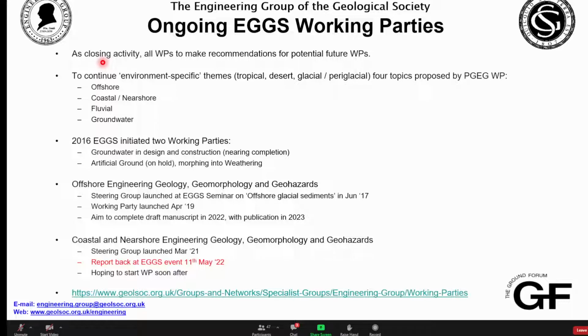So looking at the engineering geology of those 4 aspects. 2 were taken forward by the engineering groups, are slightly different. You'll see here groundwater. So that is an ongoing working party that's nearing completion, and that should be published either late this year or early next year.